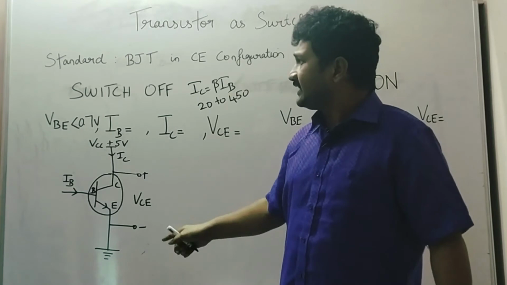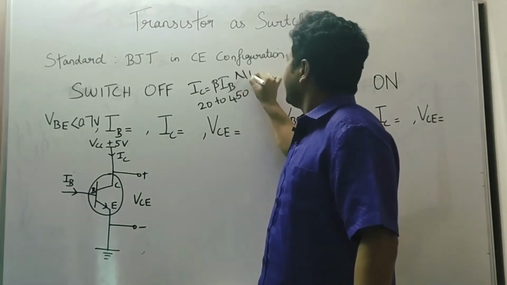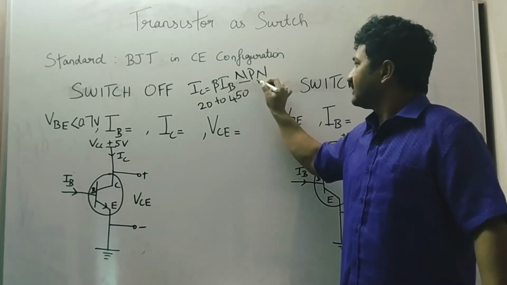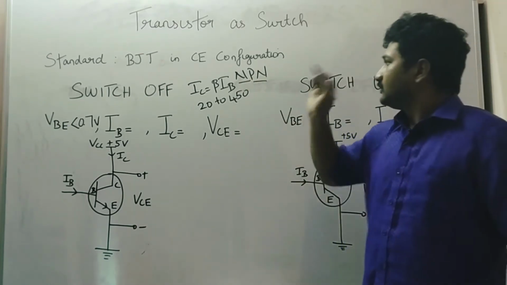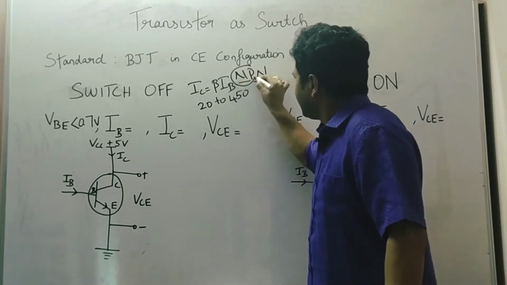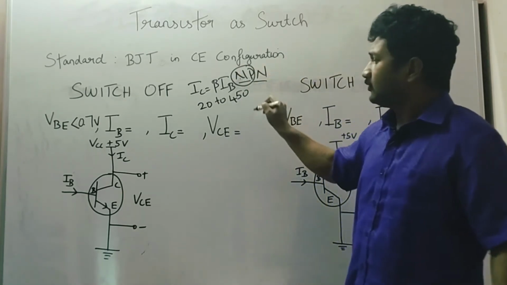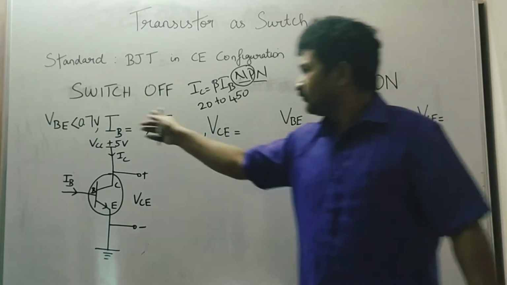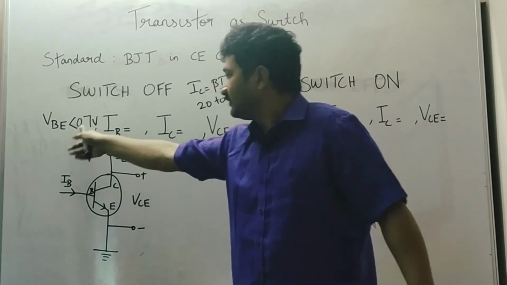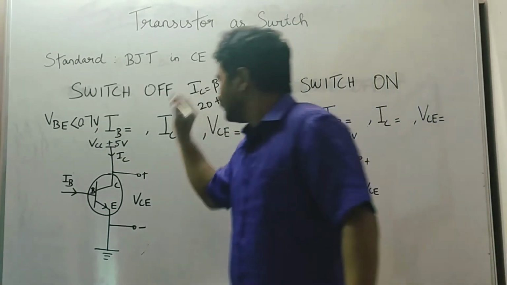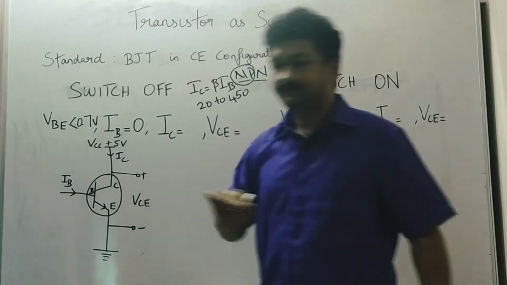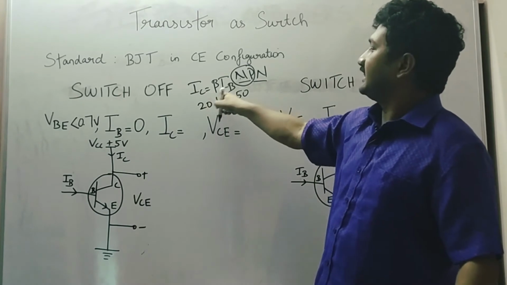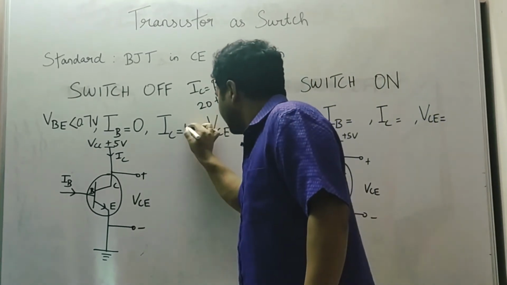A BJT here is an NPN transistor. This is one PN junction diode and this is another PN junction diode. We are considering this PN junction diode, and it should cross the cut-in voltage of 0.7. So if VBE is less than 0.7, there will be no base current. Base current will be 0. If base current is 0, based on the expression IC equal to beta IB, the collector current will also be 0.